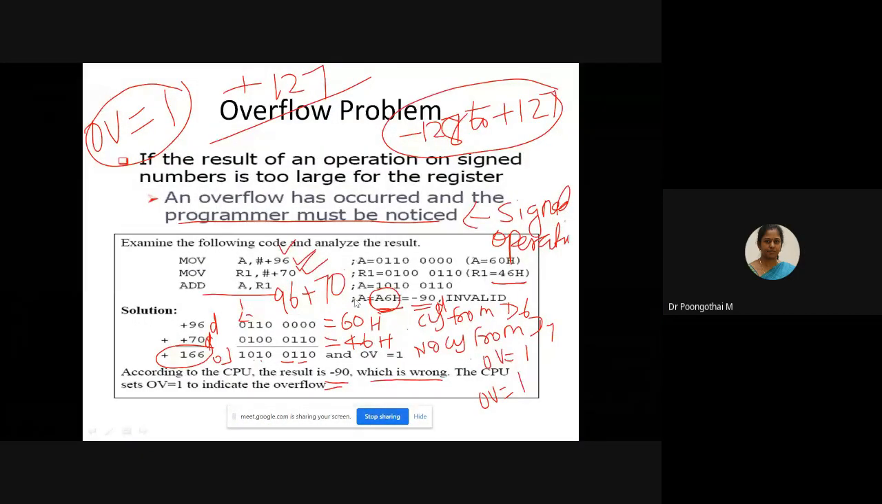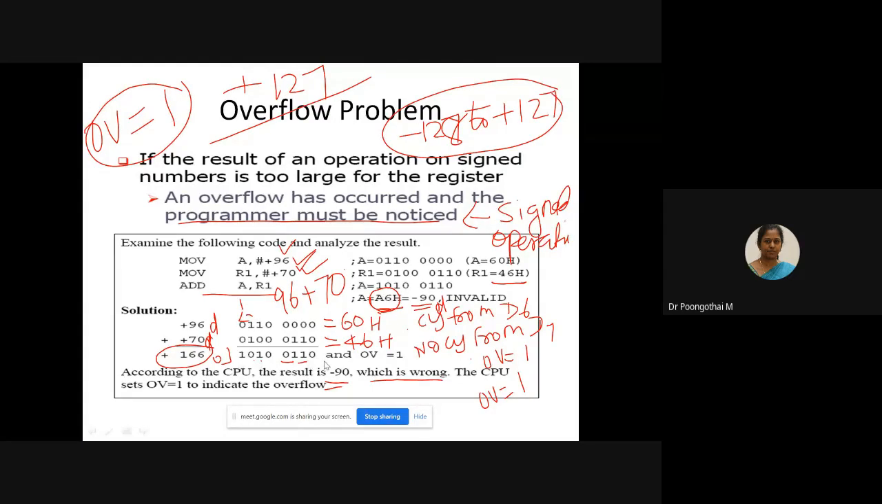According to this example, I'm going to add two numbers, 96 and 70. These two are decimal numbers. After adding these two, you will get the answer 166. This answer exceeds the limit. When the result is larger, your accumulator can only contain numbers from 0 to plus 127. So here the result is exceeded.